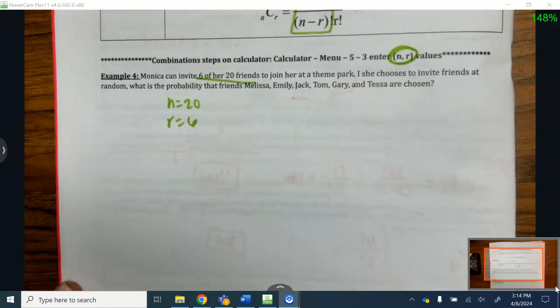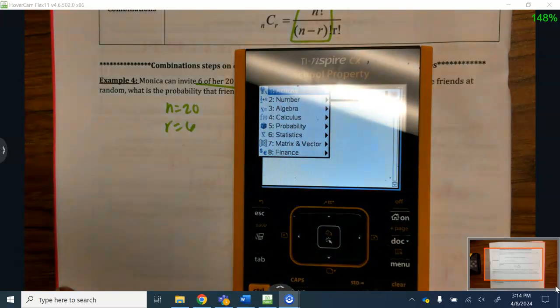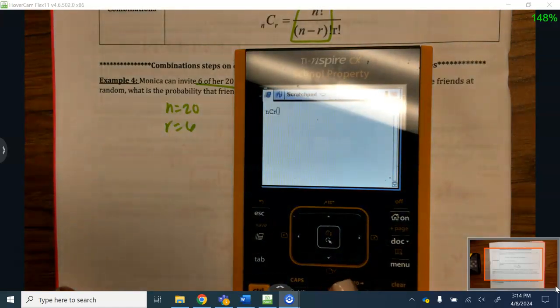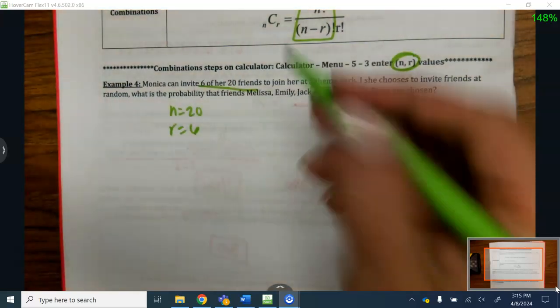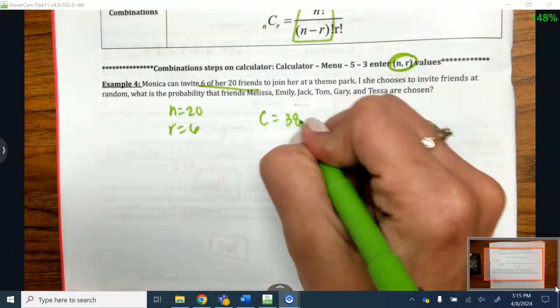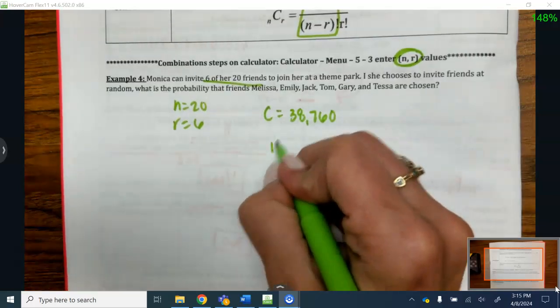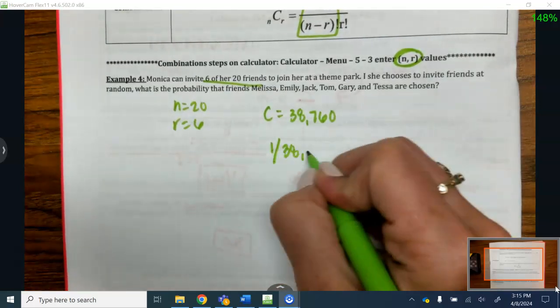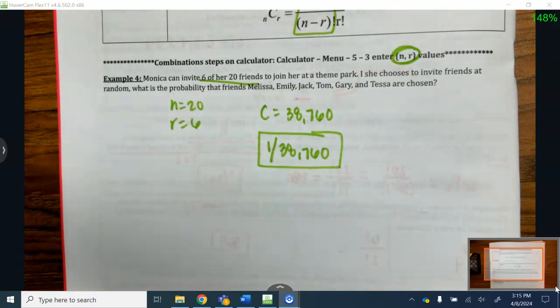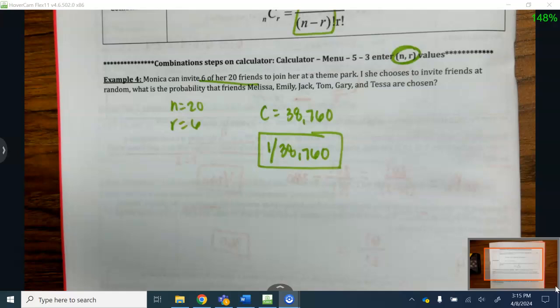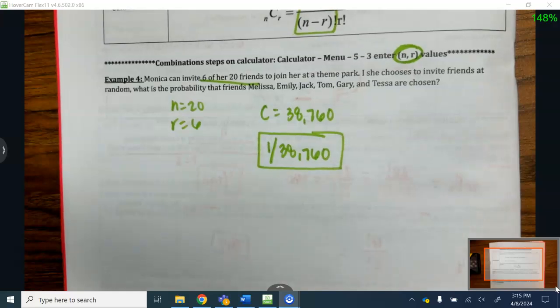So now I'm going to go to my calculator. Menu 5-3 for combinations. N is 20, comma, r is 6. So 38,760. There is a 1 out of 38,760 chance that these 6 friends will be chosen. There was no certain order of the friends being chosen, just those 6 names.